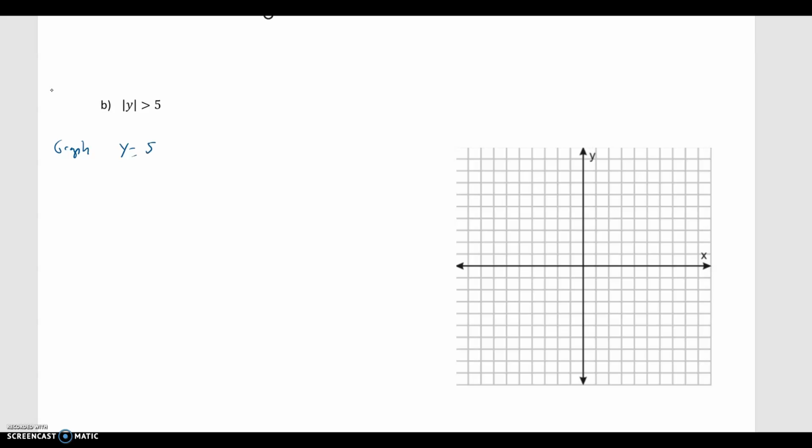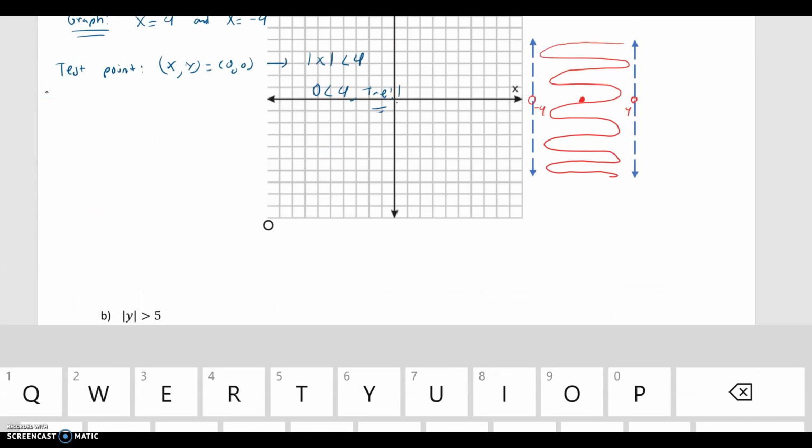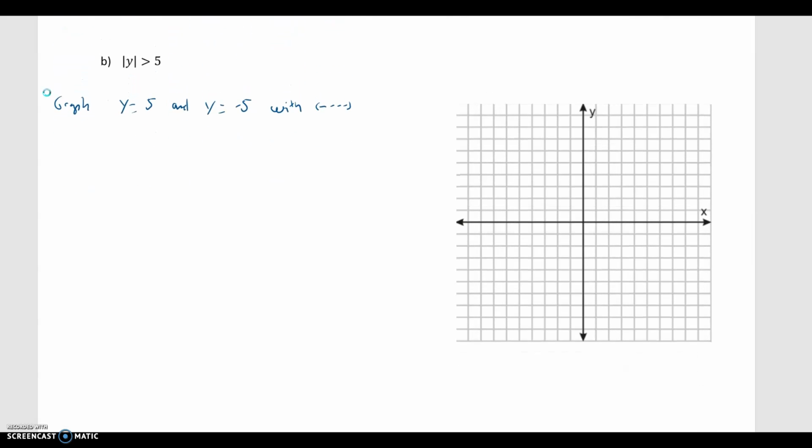In this case we're also going to graph y is equal to 5 and y is equal to negative 5, and it's going to be with dotted lines. So let me just put the coordinate points so I can have them as a reference. So this is going to be 1, 2, 3, 4, 5, open circle. 1, 2, 3, 4, 5, open circle. And let me insert the lines.